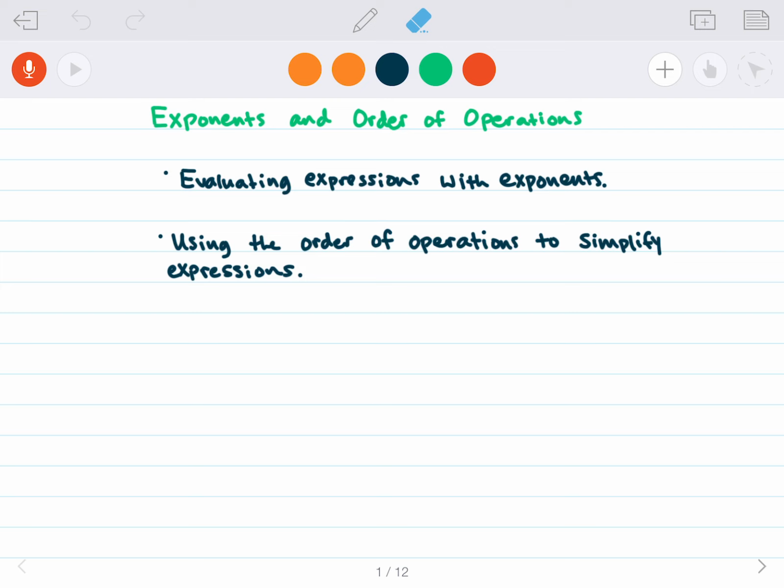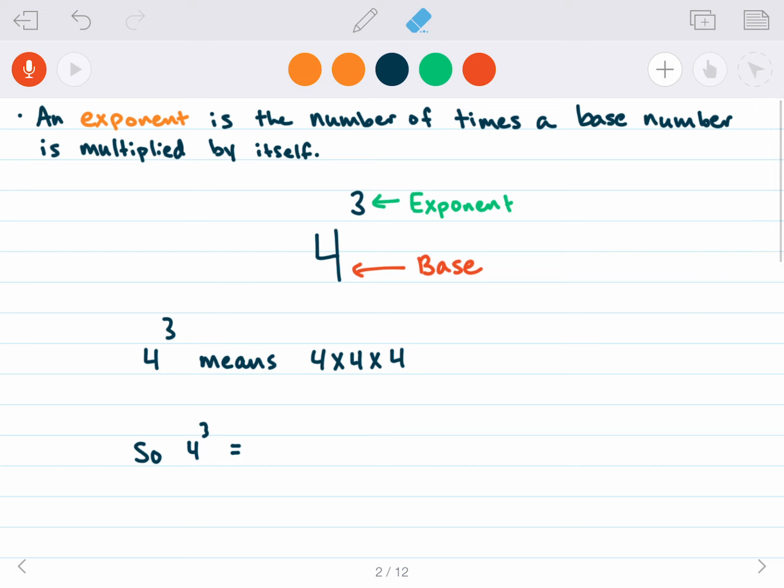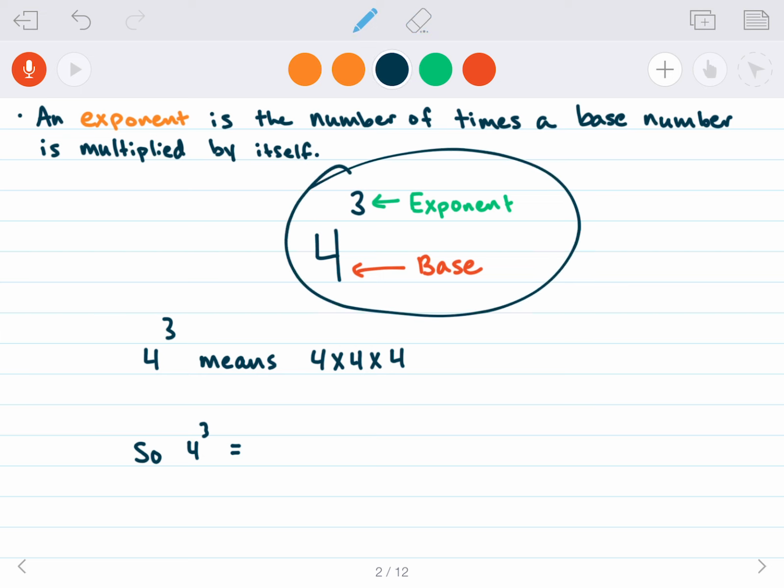Hey guys, in this video we're going to talk about exponents and order of operations. So first of all, what is an exponent? An exponent is the number of times a base number is multiplied by itself. So here's an example of an exponent expression.